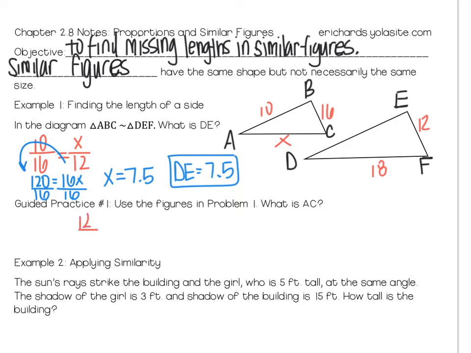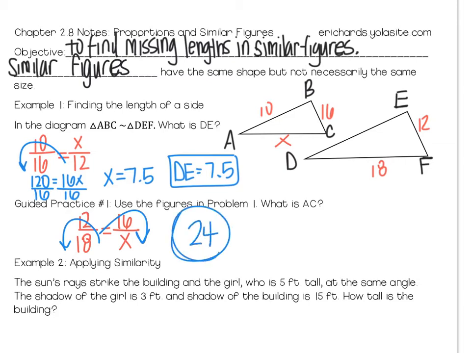Alright, 12 over 18 is equal to 16 over x. Cross products are equal. Solve, and for guided practice number 1, you should get 24. You have to show all of your work. If you just have what I have written, you're going to get it wrong when I check your notebook.